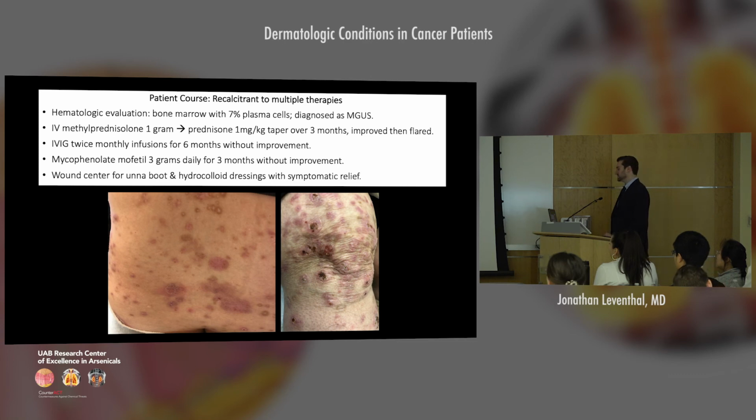And so we were looking for steroid-sparing options at this point. She was treated with intravenous immune globulin twice monthly for many months. Didn't really help at all. She saw another dermatologist who tried mycophenolate mofetil, also for several months without any help.